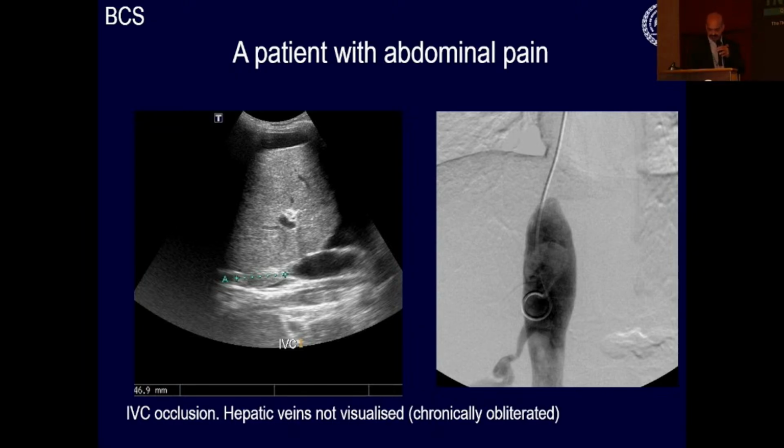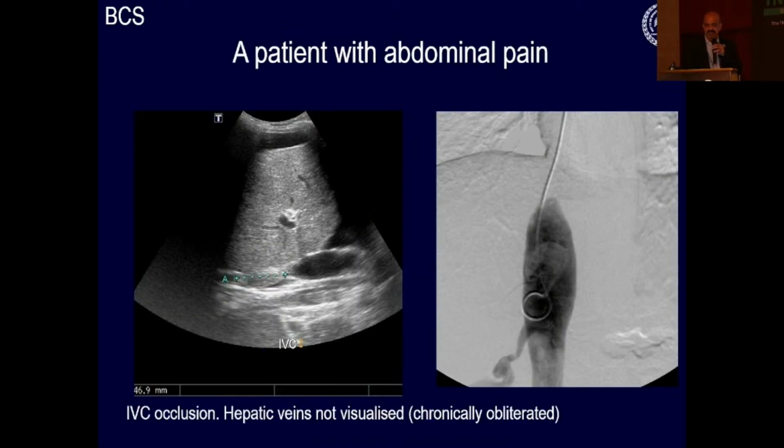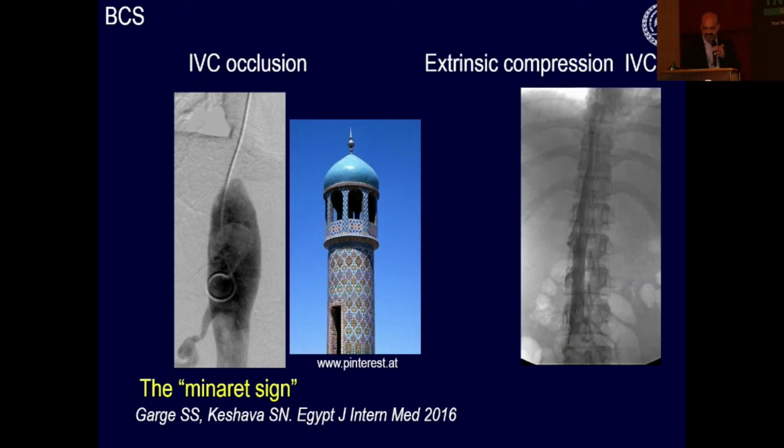We crossed the block, and this is the image immediately post-plasty. A very short segment of IVC narrowing opened very well. This appearance, with the external convexity on both sides, is what we described as the minaret sign. Compare this with a patient where the liver is grossly swollen, and that itself is causing extensive compression of the IVC. If you look at the outer wall of the IVC, it is concave, versus what we saw in the first example.